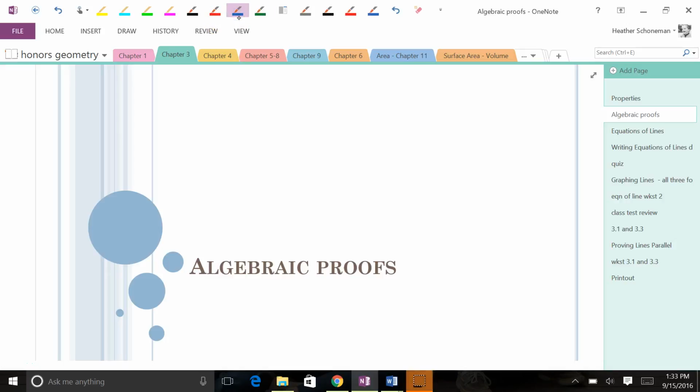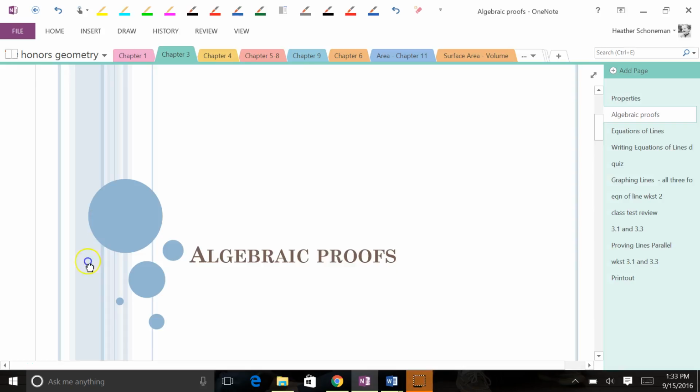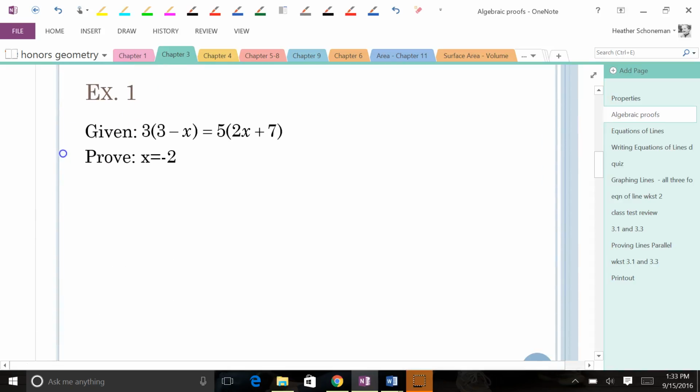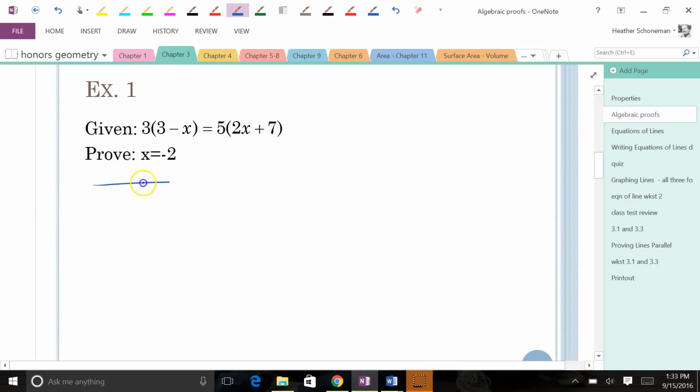Now we're going to start algebraic proofs, and this isn't particularly difficult, but it helps us a lot when we write two-column proofs for regular geometry, or for geometry later on. So, when we write a two-column proof, we're literally going to make two columns, and the one on the left is going to be statements, and the one on the right is going to be reasons.